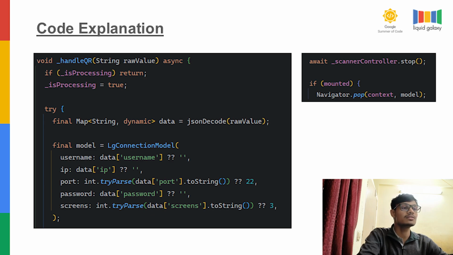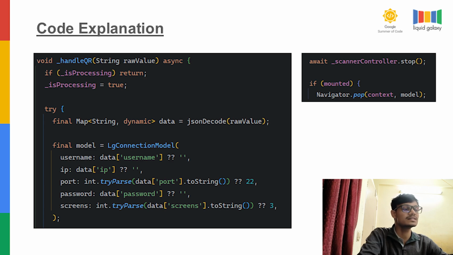safely. The decoded JSON data is mapped into an LG connection model. This ensures that the data follows a structured format and can be reused directly by the settings screen and LG service. Before proceeding, the app validates critical fields. This prevents incomplete or malformed QR codes from causing runtime errors or failed connections.